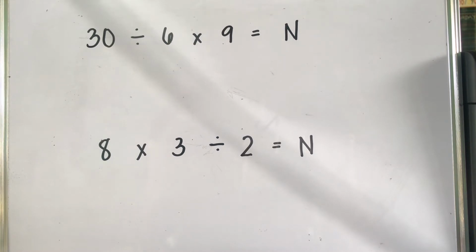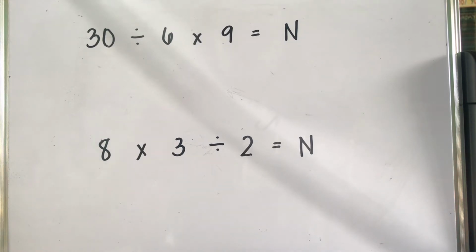Remember, multiply and divide whichever comes first from left to right. Okay, so that is the MDAS rule. That is multiply, divide, add, subtract. So again, multiply and divide whichever comes first from left to right.